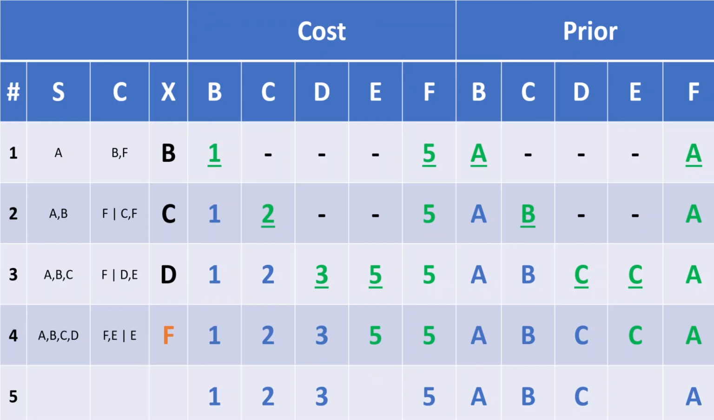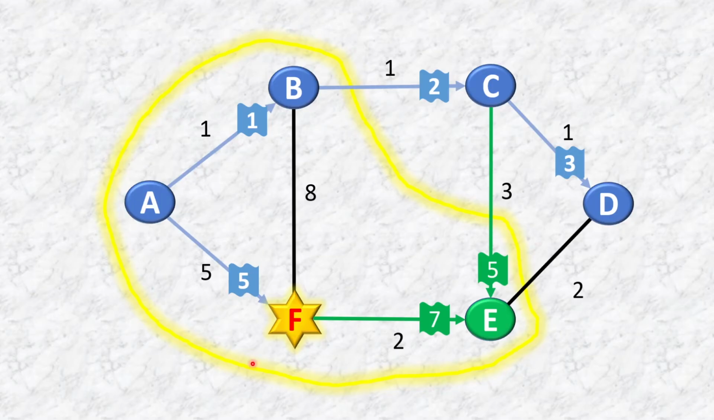So the algorithm says we should look at the neighborhood of F. This is what we looked at previously. And in this case, we could reach B and A, but they are known. So the only possible value we have in this is the fact that we can now reach E via F at a cost of 7.